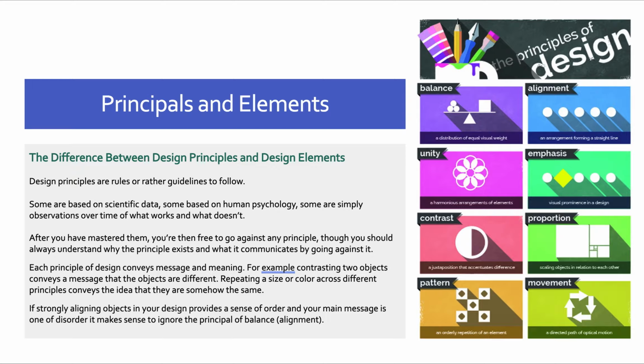Okay, so for instance, if you have two objects that contrast against each other, like a black dot and a white dot, you're conveying a message that those objects are different.